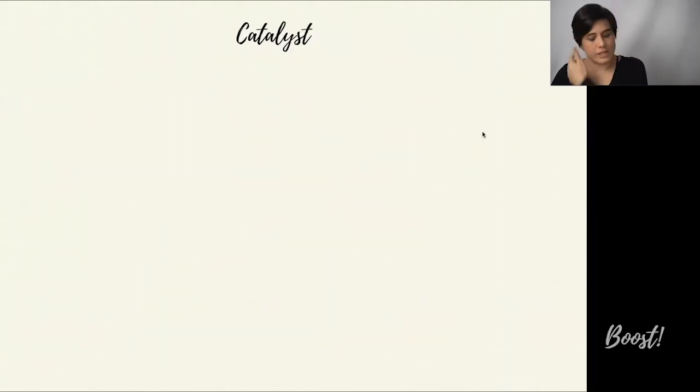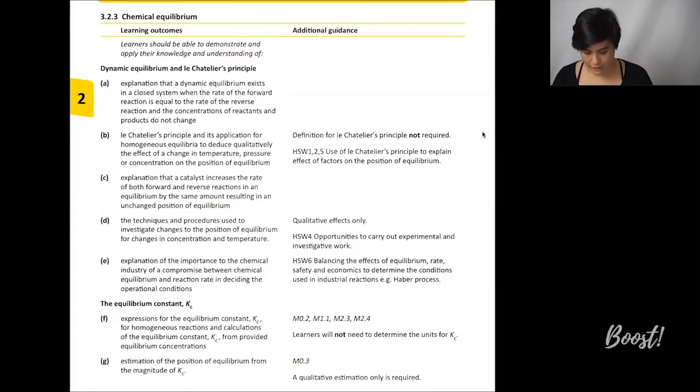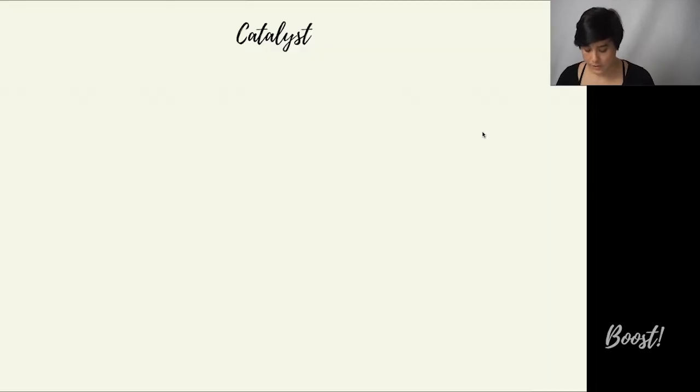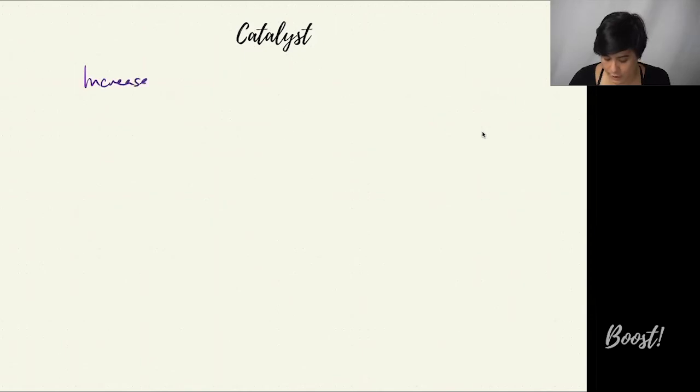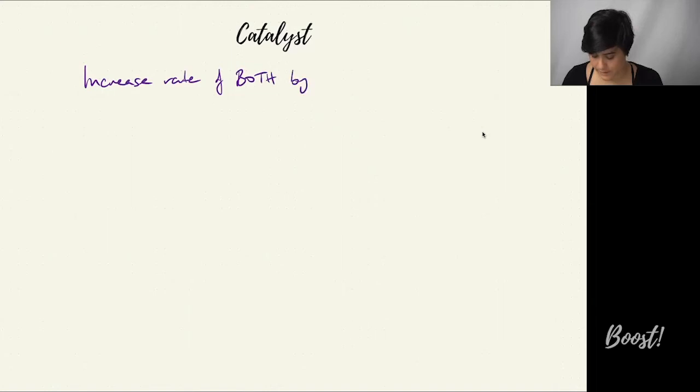Finally, just a quick point about catalyst, because it is in the specification here. So it just says an explanation that catalyst increases the rate of both the forward and reverse reactions in an equilibrium by the same amount, which results in an unchanged position of equilibrium. So catalysts will, as we know, increase the rate of reactions, but in an equilibrium reaction, it increases the rate of both reactions by the same amount.